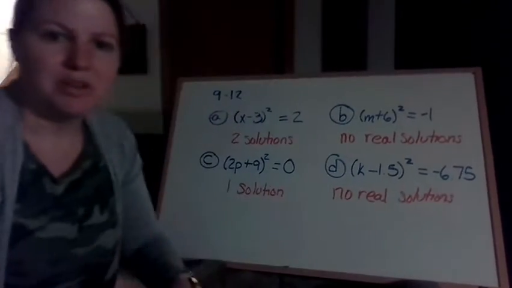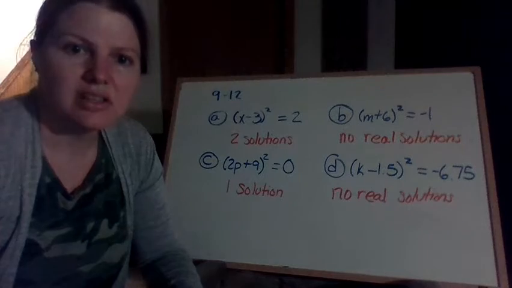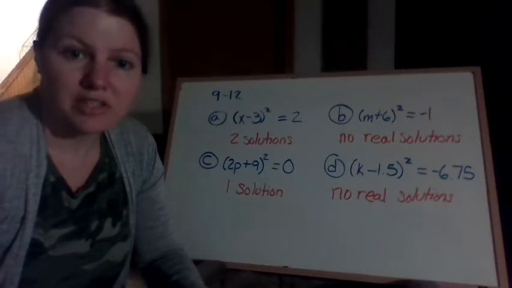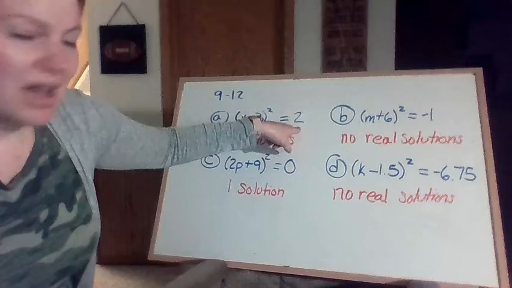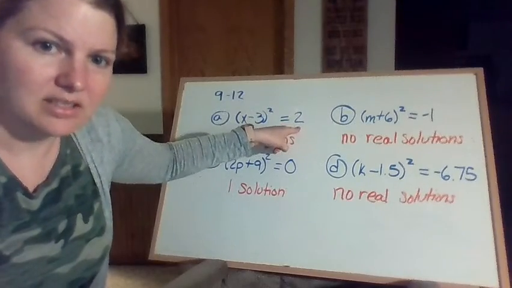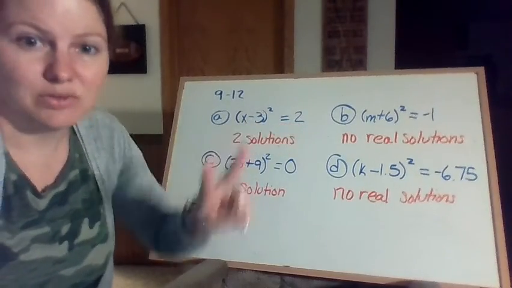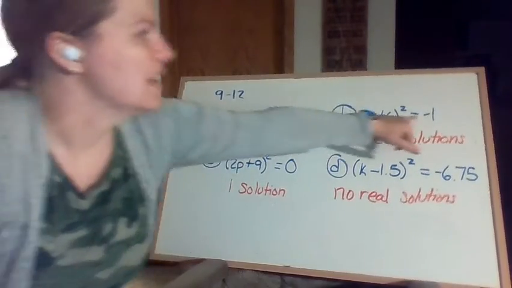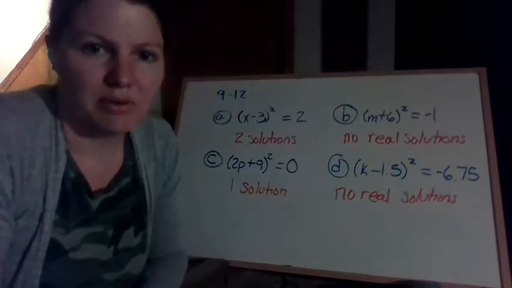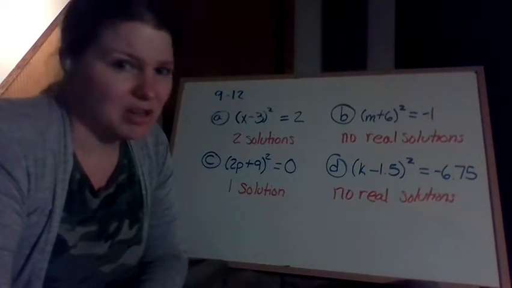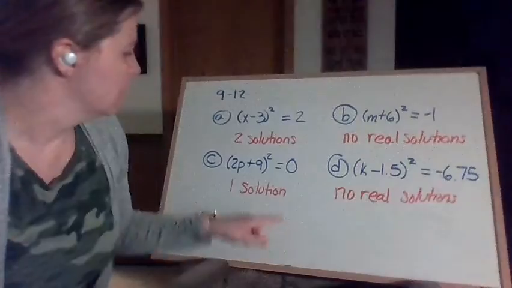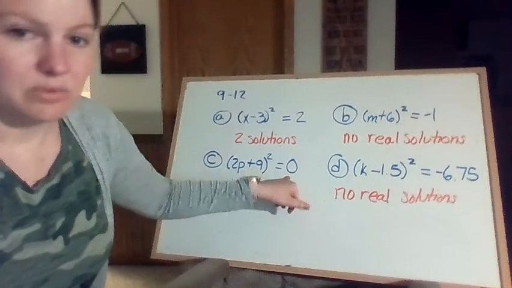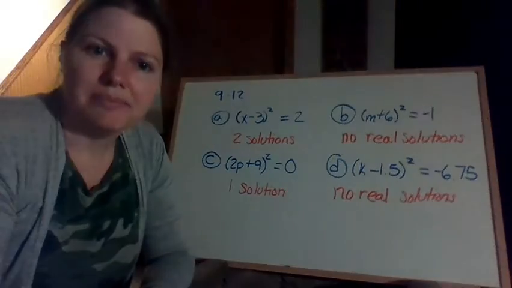So to review, when you have your quadratic equations solved into that perfect square form, if your perfect square is equal to a positive number, you're going to have 2 solutions. If it's a negative number that your perfect square is equal to, there's going to be no real solutions because you can't take a square root of a negative number. And if your perfect square is equal to 0, then you're only going to have 1.